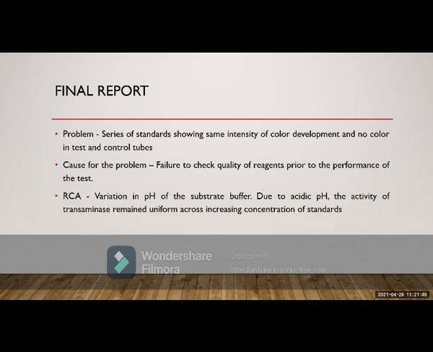What is the root cause analysis? What is the exact cause for this? Variation in pH of the substrate buffer. As the pH was acidic, the activity of transaminase remained uniform. It did not change; it remained the same across the series of standards. And finally, corrective action. How to avoid this problem in future? Check the pH every time before starting the test.